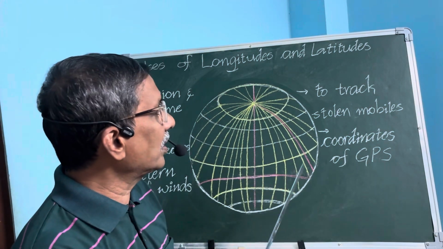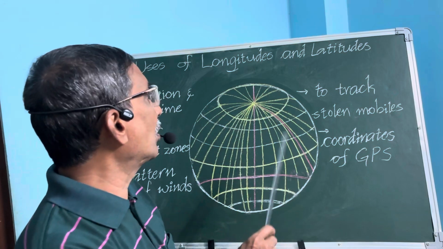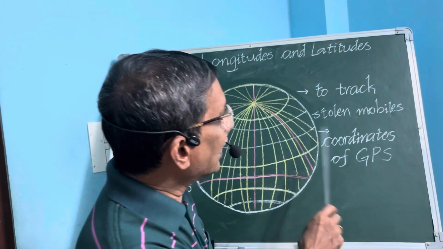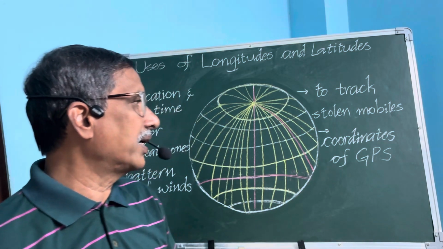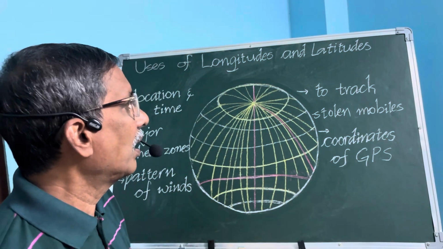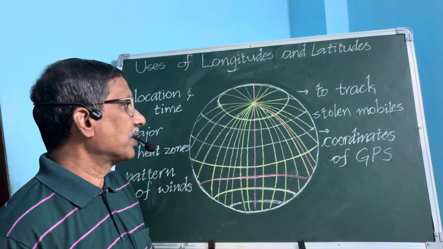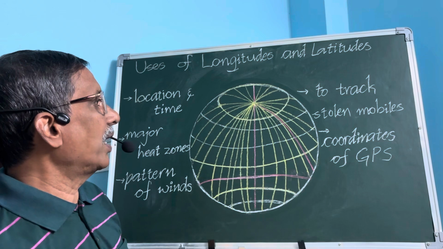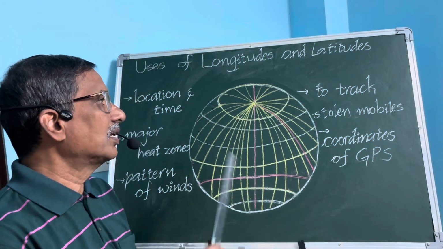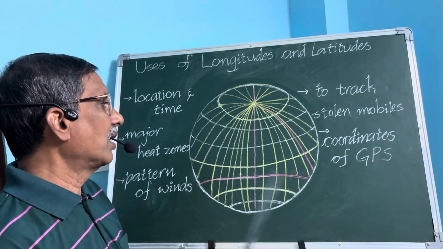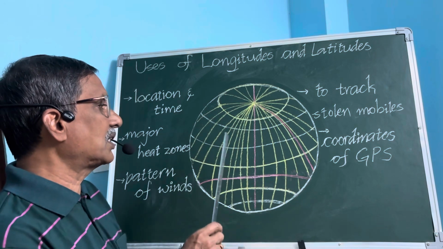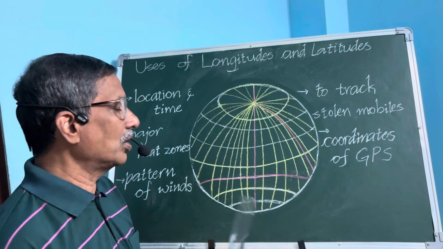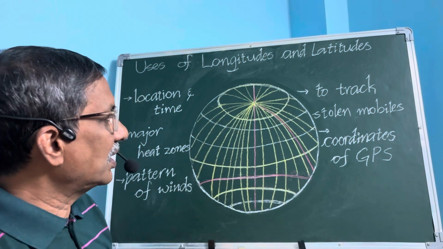And another important use of the latitudes and longitudes is to track stolen mobile phones and automobile devices. If your mobile phone is stolen, from the signals of the mobile phone, you can easily locate on which latitude or longitude your mobile phone is.